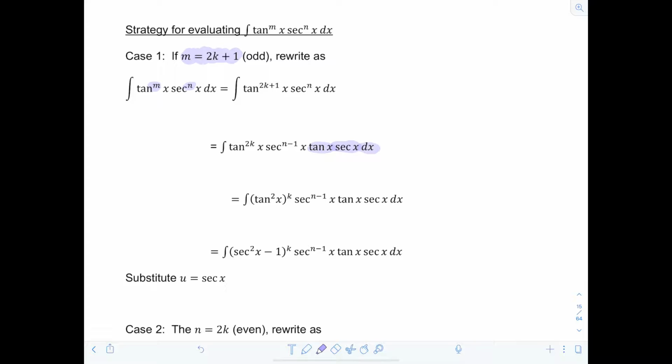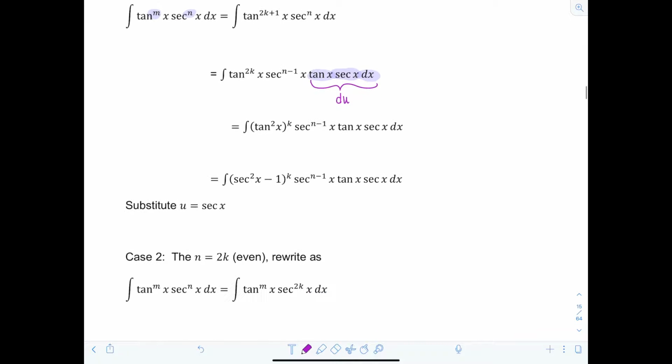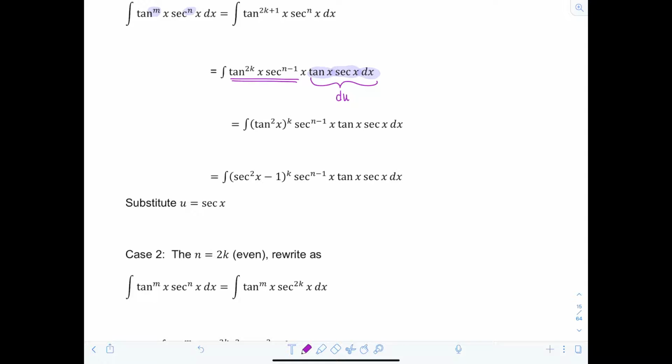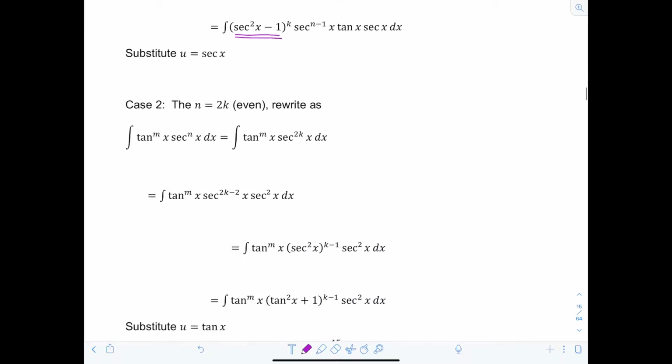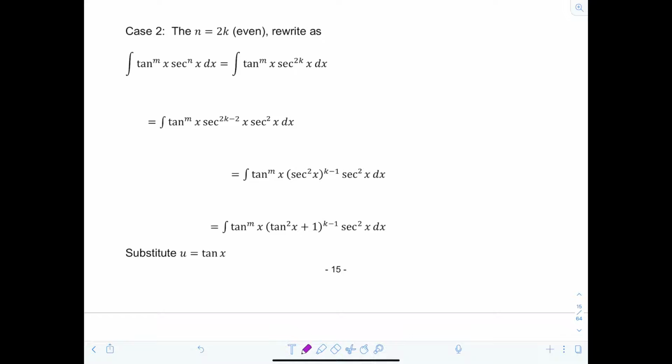And then same idea, you want this tangent x, secant x to basically be part of your du. So all of this is going to be your du. Well, then think backwards, okay? What trig function do I take a derivative of and I end up with tangent x, secant x? It's secant. So that means the rest of our integral needs to be all in terms of secant x, which is why, since we know for sure tangent's exponent is even, you use the identity secant squared x minus 1 to replace it. So everything's all in terms of secant. You make your u sub, and then you can proceed. So that's what you do when the exponent on tangent is odd. Now, other scenario is if the exponent on secant is even.